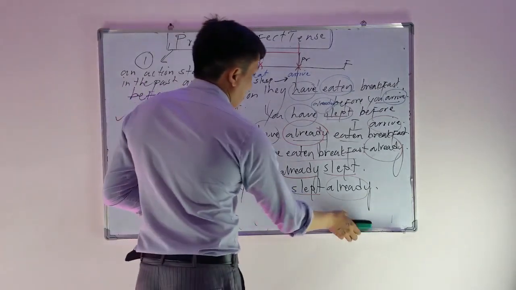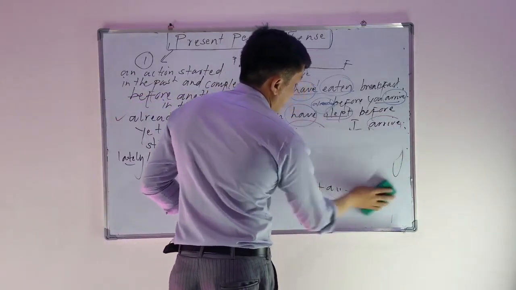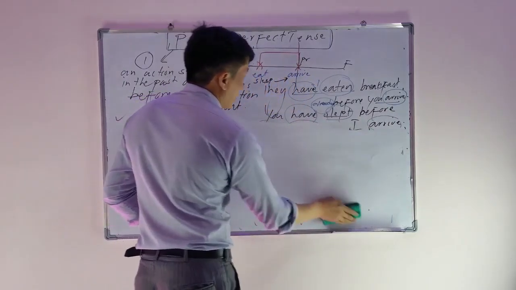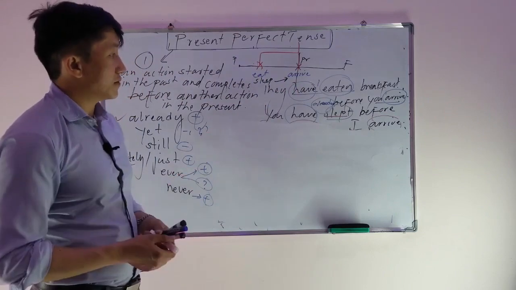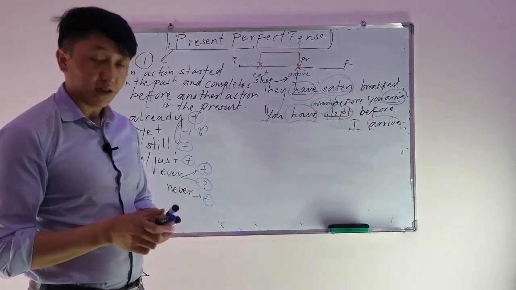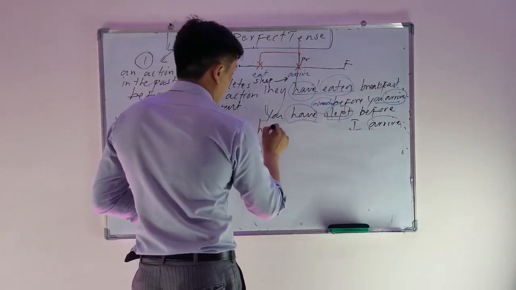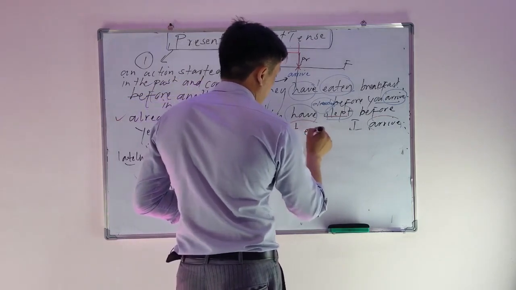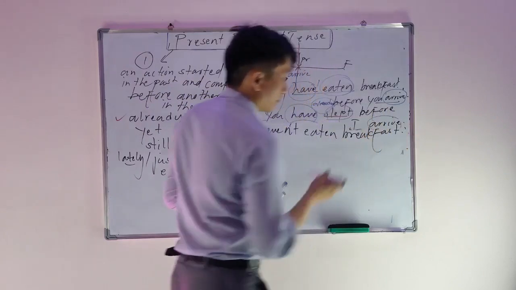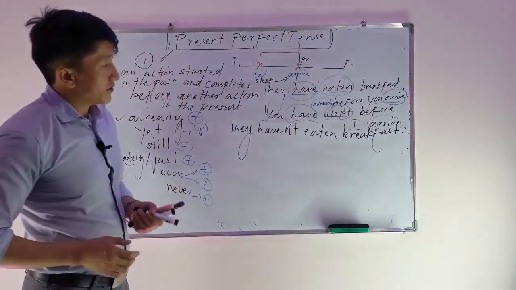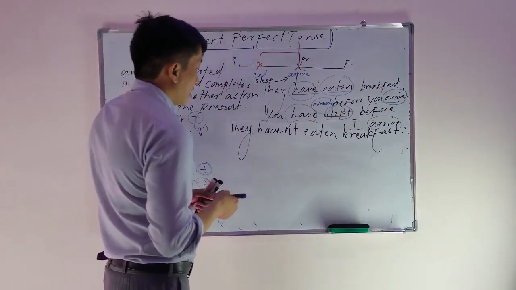Now, if I have the same sentences and I want to change them to negative, for example, you have eaten breakfast before you arrive, or they have eaten breakfast. If I want to change it to negative, I can say, they haven't eaten breakfast. Now, you can complete the rest of them. They haven't eaten breakfast before you arrive. So we don't write it because we don't have enough space. Now, they haven't eaten breakfast.